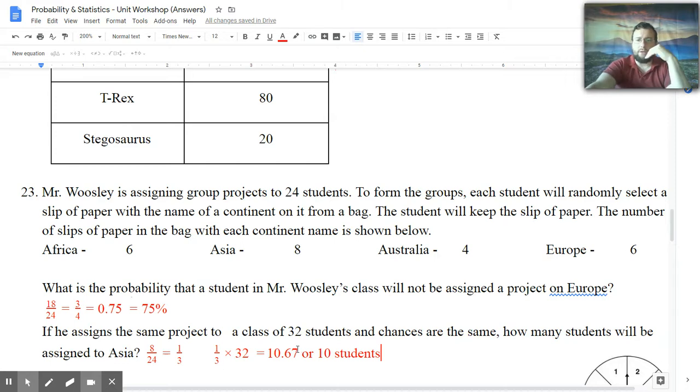Why did I round down? Because if you have 10 students and then 2/3 of a student, you don't really have another student. So about 10 students will be assigned to that, close to 11 potentially, but most likely 10 students, because you won't quite make the 11th one. All right, so that's 23.